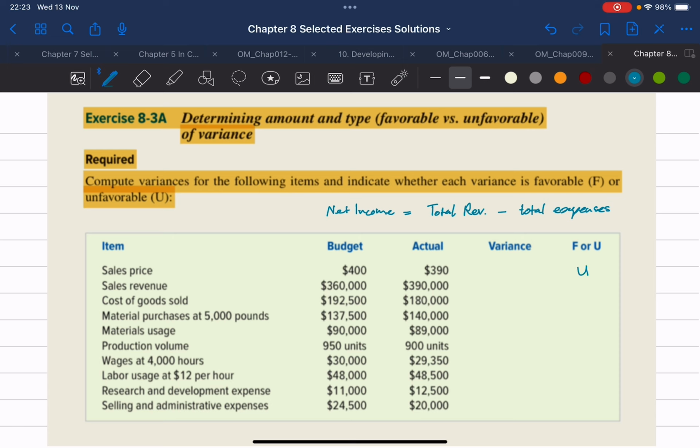Now, what's the magnitude of the variance? We're just going to subtract. So 400 minus 390, that's a $10 variance.